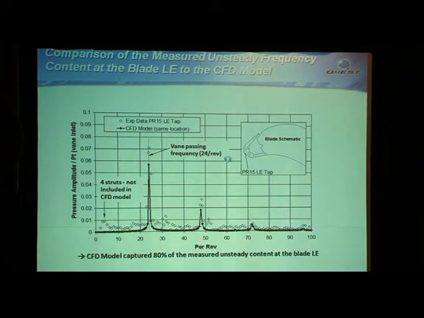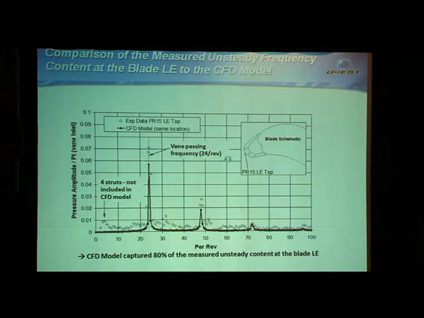We looked at it a little bit differently. We took the signal coming through at the blade leading edge, fast Fourier transform, to process out the frequency content, which is shown here. The dark symbols is the CFD analysis, the light symbols is what was actually measured in the test. And what we were looking for is, did we get the amplitude of the unsteadiness right? And we were about 80% or so.